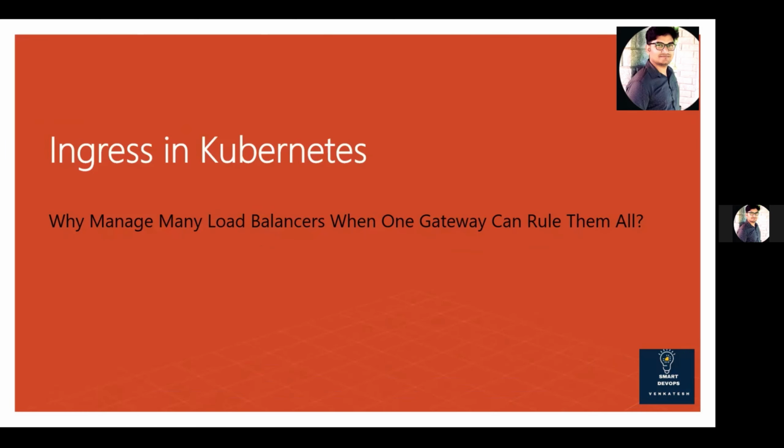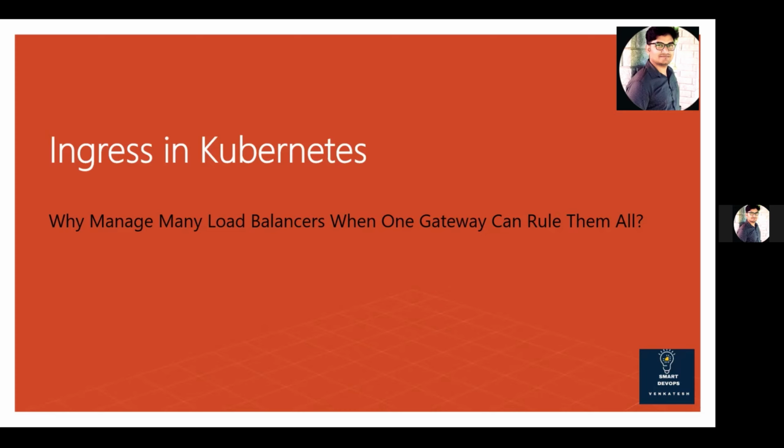So my first question is, why do we need to manage many load balancers when we have one gateway to rule them all? Will you agree with this question? Because if you start any application, there will be so many microservices available. Each microservice has a single service, and that service has to be pointed to a respective URL to expose to the external world. If you take a big application with so many microservices, how many load balancers can you attach to those services? That is very huge, right?